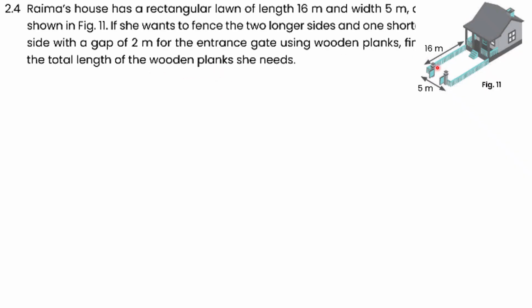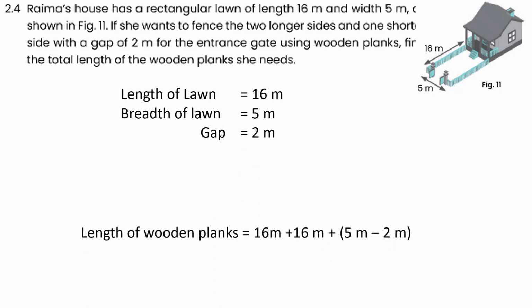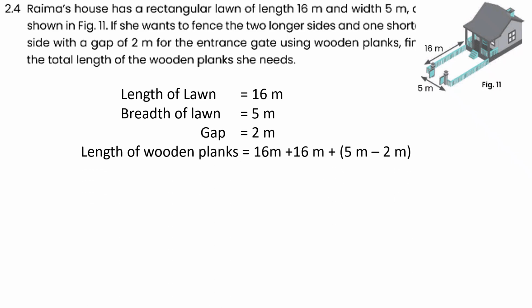For this you will add 16 meter, this 16 meter, and this will be, so here was a gap of 2. Total breadth is given 5, so you will add 5 minus 2, that will be 3. How will you solve? Length of lawn, breadth and gap is 2 meter, then length of wooden plank will be 16 plus 16 plus 5 minus 2 meter. So 16, 16, 32 and 5 minus 2 will be 3. When you add, you will get 35 meter.